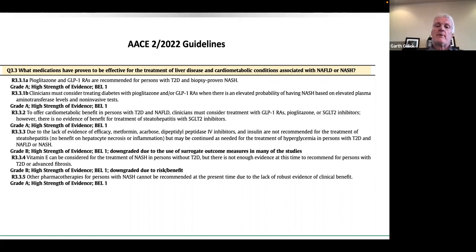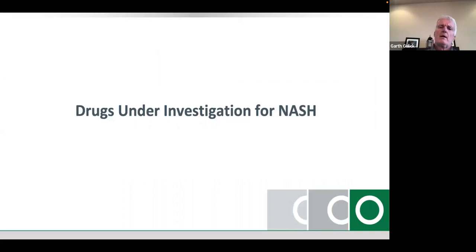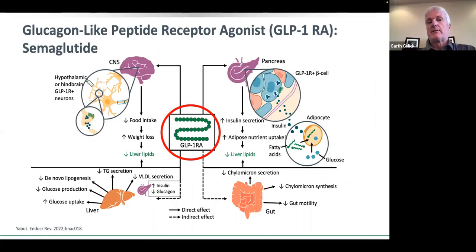The other guidelines fit with what we're seeing from the AACE as far as diabetes, as far as prioritizing people by risk to SGLTs with cardiac, renal, or GLPs. You can refer back to these guidelines, but I wanted to point that out as a significant trend that's going to affect corrections and the whole US. Now, the drugs under investigation are coming fast.